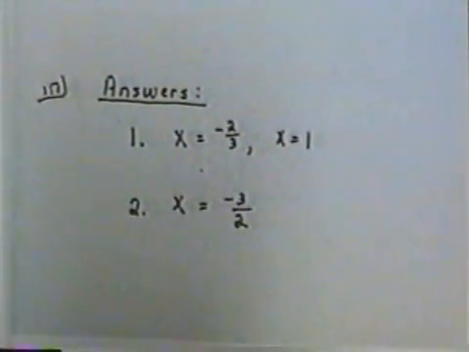The answers for the first one, x is equal to negative 2/3, x is equal to 1. The second one only has one answer, x is equal to negative 3/2. Now when you solved it, you got two answers. You got x is equal to negative 3/2 and x is equal to 2. You could not list 2 as an answer because 2 was an excluded value.